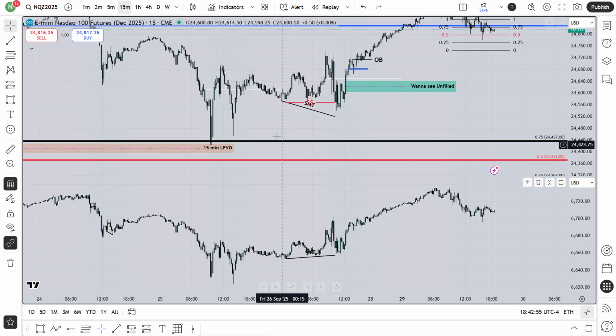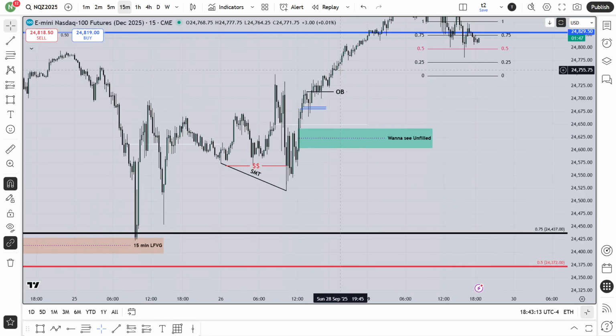Here is the SMT, that means this low was cleared over here by Nasdaq. This low failed to be cleared here by the ES, which is the mini S&P. We had the SMT, or smart money divergence, over here. The market started to go higher.